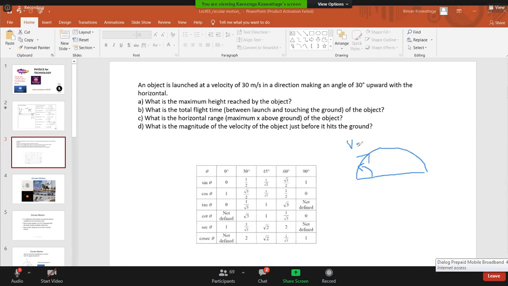v equals 30 ms^-1. I'll give you 10 minutes, and then please answer the following questions and text them to the text line. This is what you have to do. Now it's 4:12, and I'll stop at 4:25.